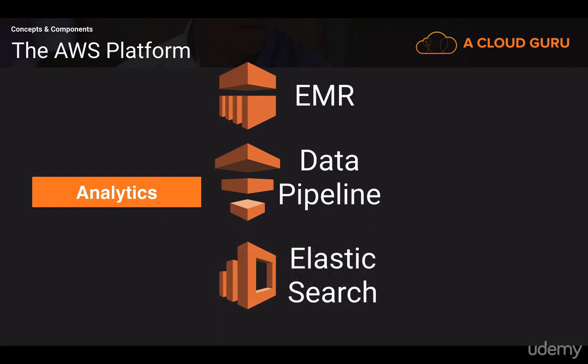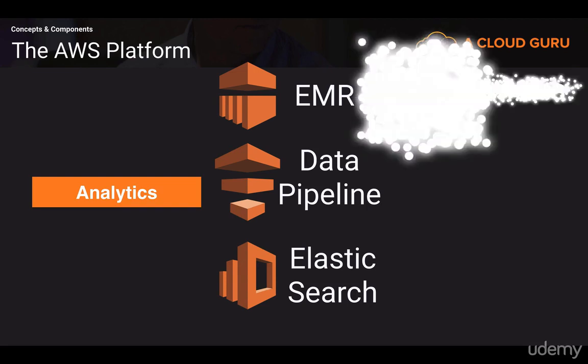We then have Elasticsearch. Now, Elasticsearch is a managed service that makes it easy to deploy, operate, and scale Elasticsearch in the AWS cloud. For those of you that don't know, Elasticsearch is a popular open source search and analytics engine that lots of people use for things like log analytics, real-time application monitoring, and clickstream analytics. As of today, Elasticsearch does not feature in the exam, so we do not cover it in this course.